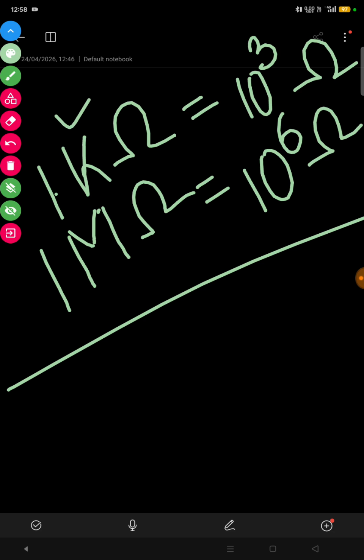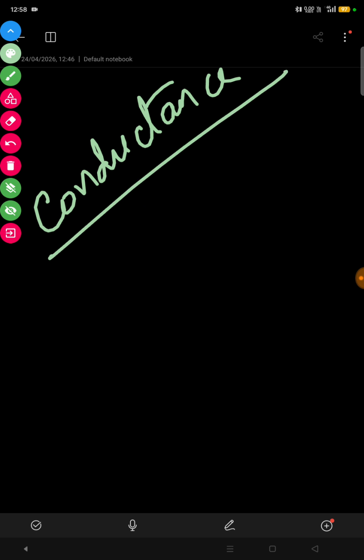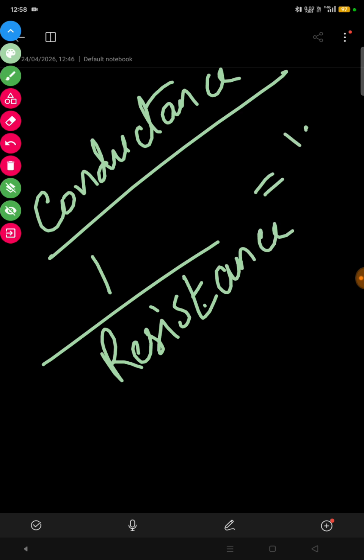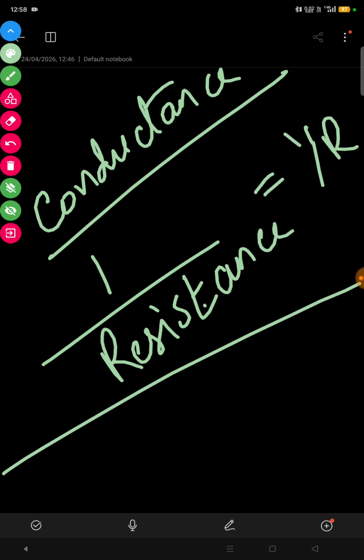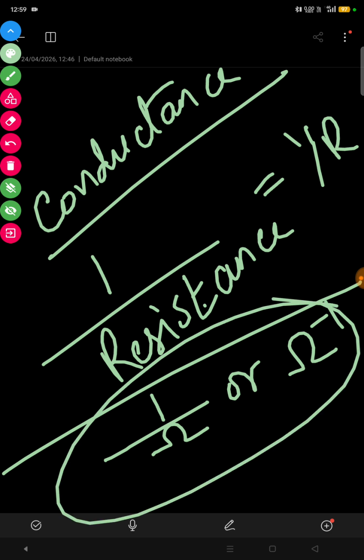That is kilo ohm and mega ohm. Now what is conductance? What is the meaning of conductance? Conductance is nothing but the reciprocal of resistance. 1 by resistance, that is 1 by R, is conductance. What will be the unit of conductance? 1 by ohm, or we can write ohm inverse. This is the unit of conductance.